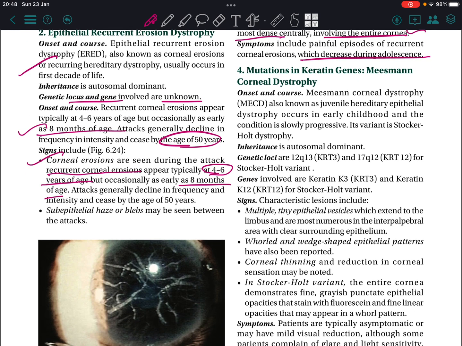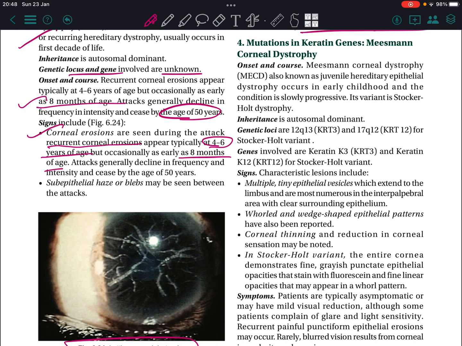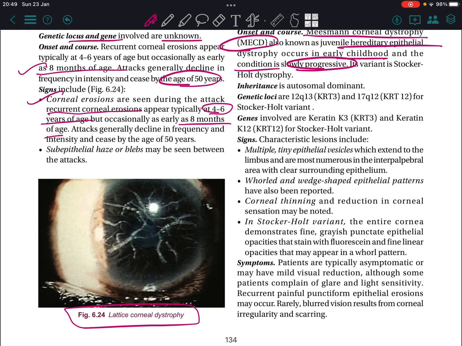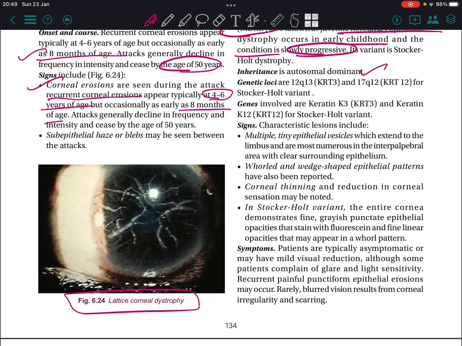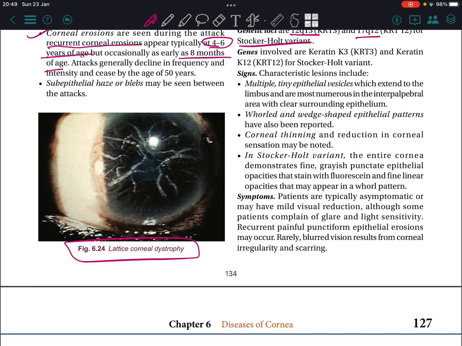Mutation in keratin genes: Meesmann corneal dystrophy. Meesmann corneal dystrophy, also known as juvenile hereditary epithelial dystrophy, occurs in early childhood and the condition is slowly progressive. It has a variant, Stocker-Holt dystrophy. Inheritance is autosomal dominant. Genetic locus 12q13, 17q12 for the Stocker-Holt variant. Genes: keratin K3 and keratin K12 for the Stocker-Holt variant.